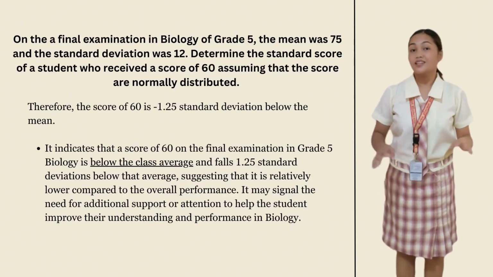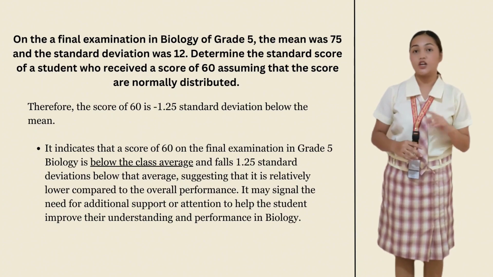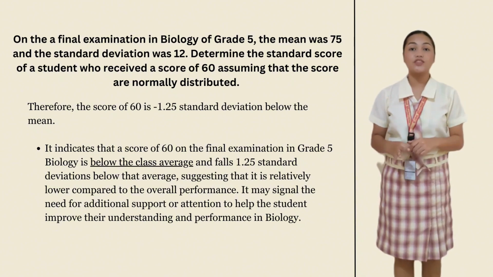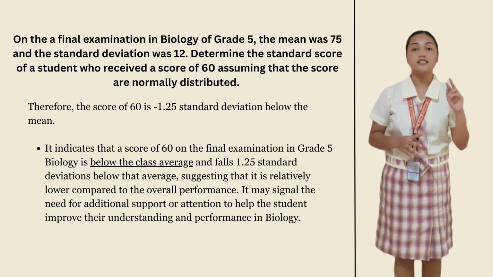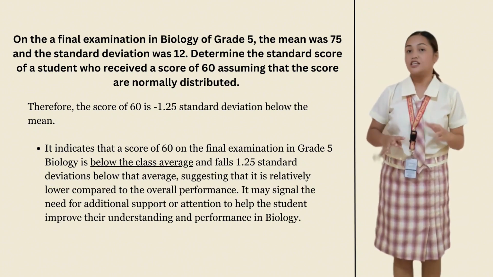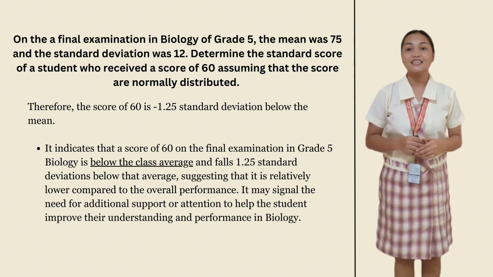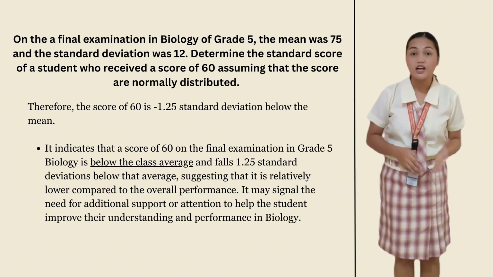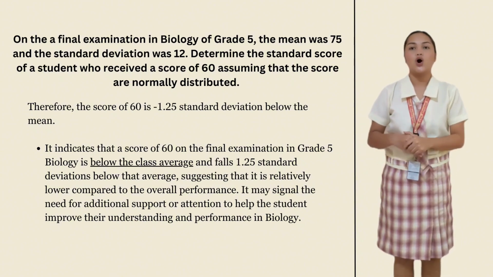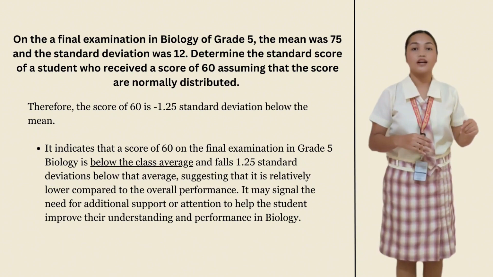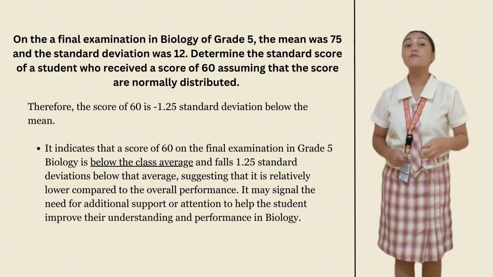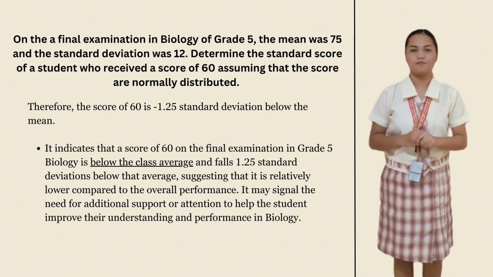Understood? So it indicates that a score of 60 on the final examination in grade 5 biology is below the class average. It falls -1.25 standard deviation below that average, suggesting that it is relatively lower compared to the overall performance, and it may signal the need for additional support or attention to help students improve their understanding and performance in biology.